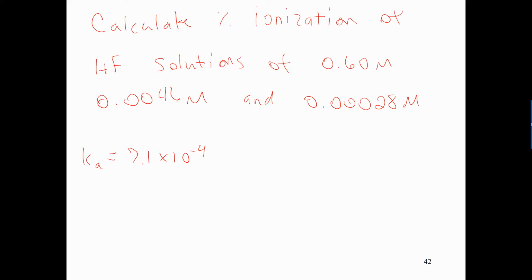Once you do one rice table, you'll see how it all works. Basically, it's going to be X squared over 0.6, X squared over 0.0046, and X squared over 0.00028, equal to the Ka. Actually, that's a good point, because once you get into these lower concentrations, it becomes less and less likely that it would be 5%. Especially on those ones down there, the quadratic equation might become more necessary for these smaller concentrations than it would for these higher concentrations.